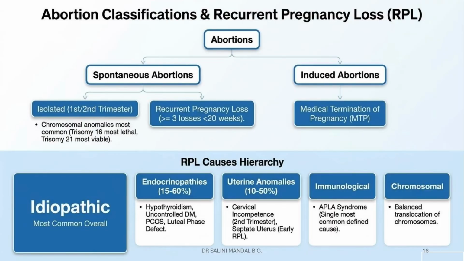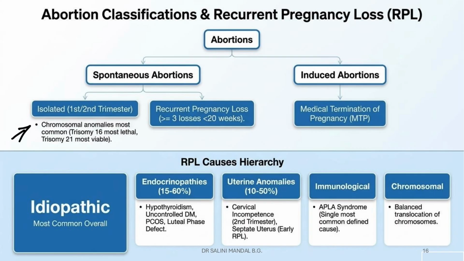Next one, let us talk about abortions. See, abortions can be spontaneous abortion or induced abortion. Spontaneous can be isolated, or it can be a recurrent pregnancy loss. Usually it can happen in the first trimester and second trimester. So let us see the causes now. Talking about the isolated one, remember that the most common cause is chromosomal anomalies, in which trisomy 16 is the most lethal and trisomy 21 is the most viable one. So first trimester spontaneous abortions are usually because of chromosomal anomalies.